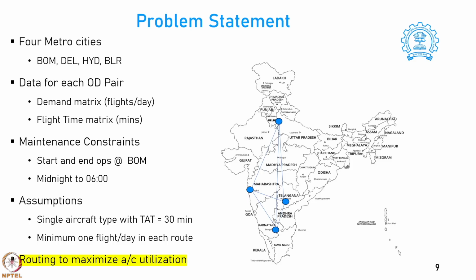Okay. So, now the task is to do the routing of these 4 aircraft on these 4 cities starting from 6 in the morning to midnight in such a way that the aircraft utilization is maximized.